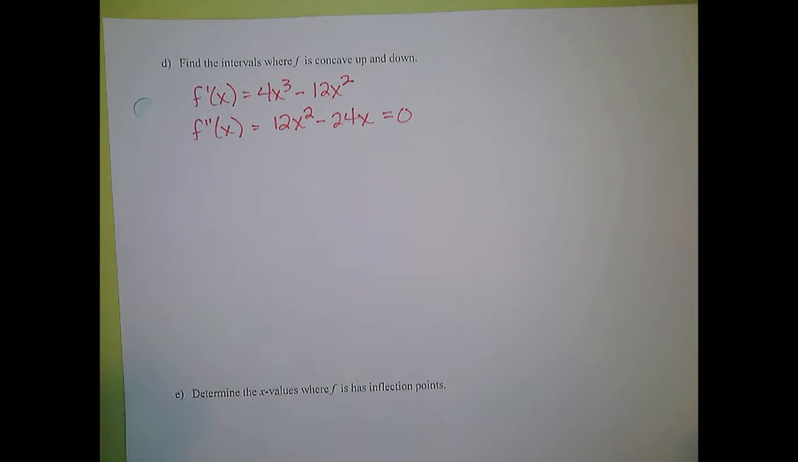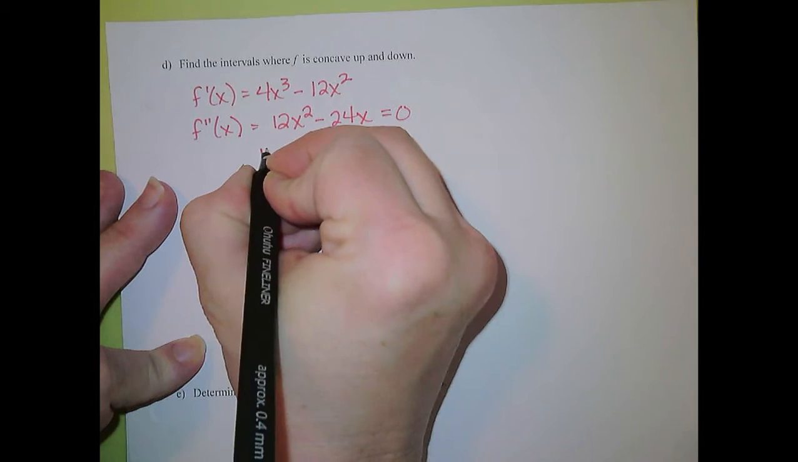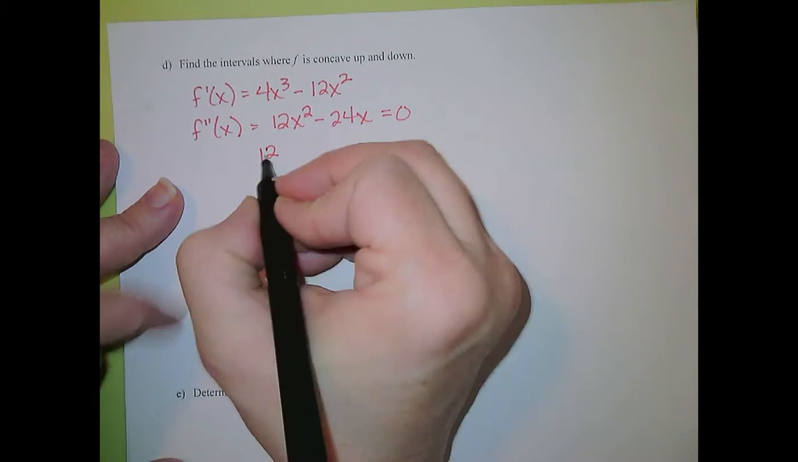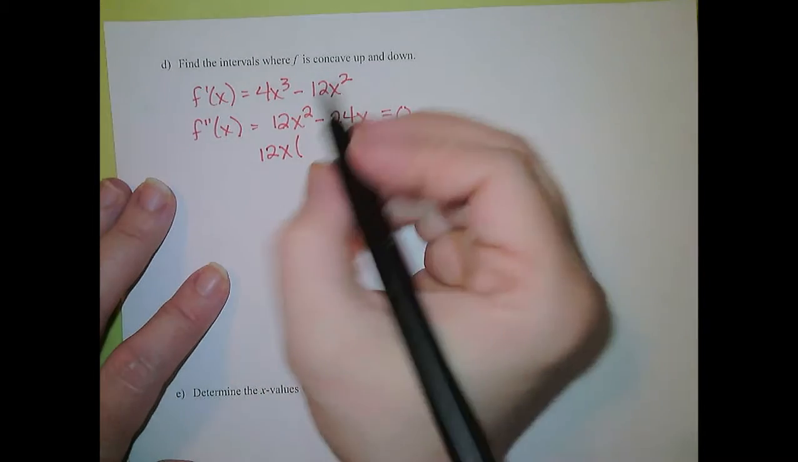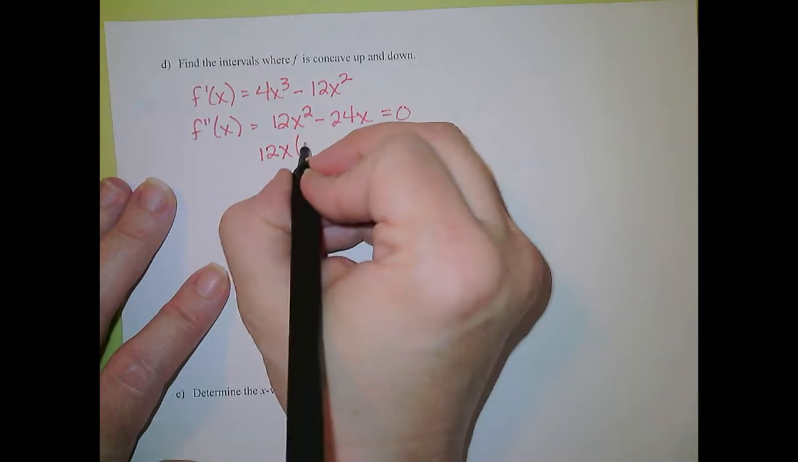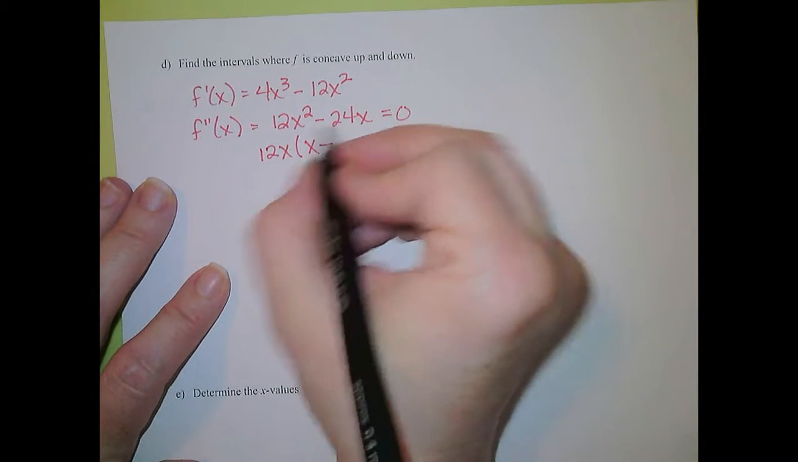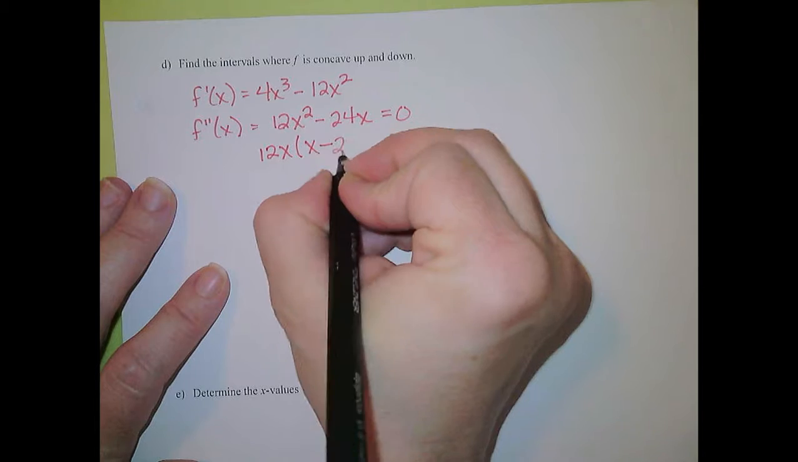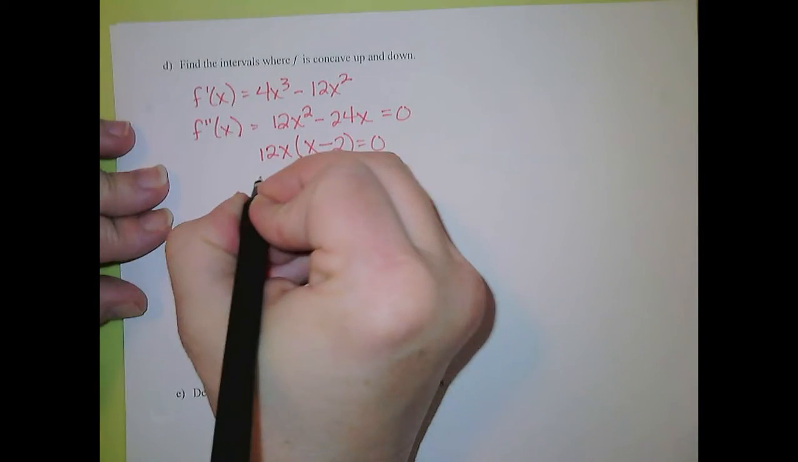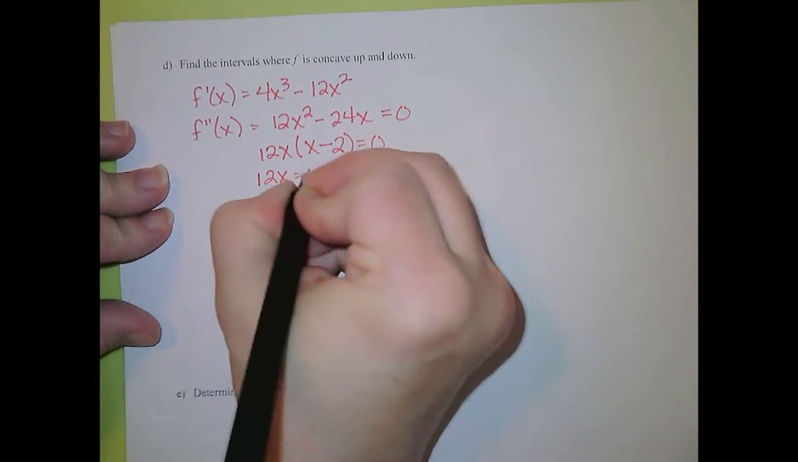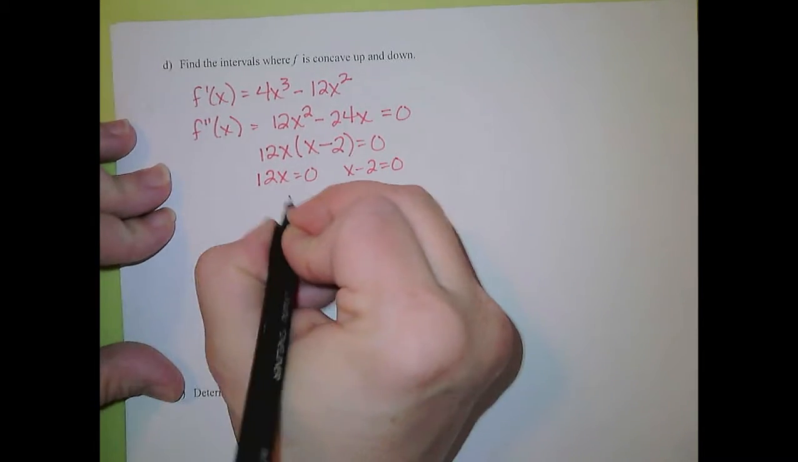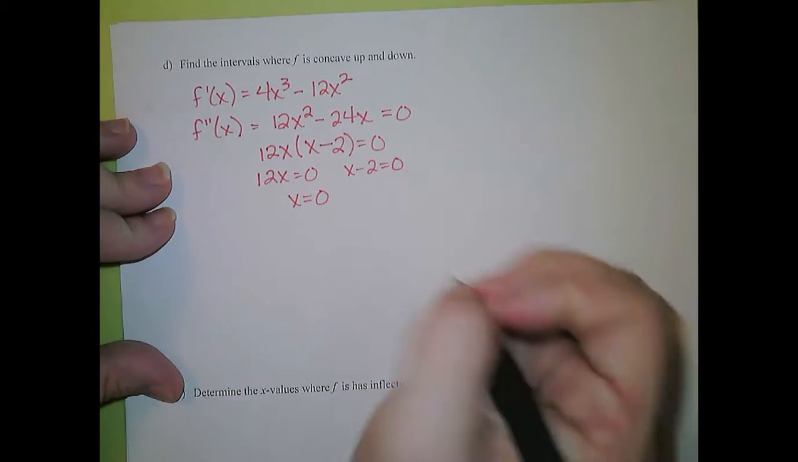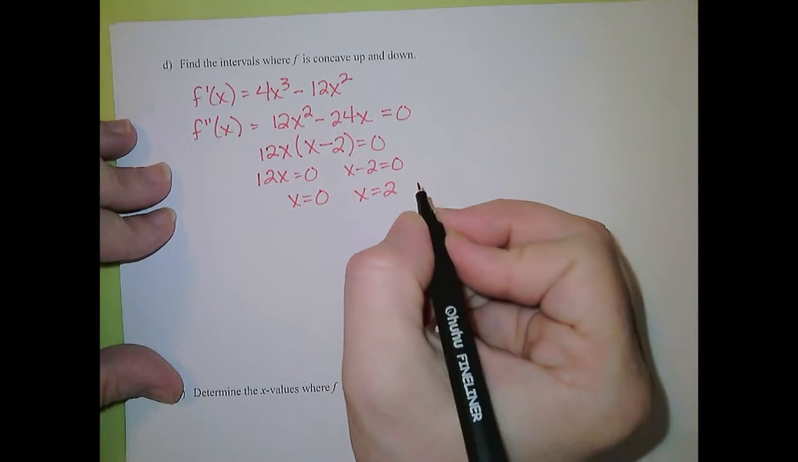To find where it's equal to 0, again, this one's pretty easy to solve by factoring. Both terms have a common factor of 12, and both terms have a common factor of x. So if I factor a 12x from my 12x squared, I'm left with just x. If I factor 12x out of the 24x, then I'm left with 2. And so we have that either 12x could be equal to 0, or x minus 2 could be equal to 0. If 12x is equal to 0, then x equals 0. If x minus 2 equals 0, then x equals 2.